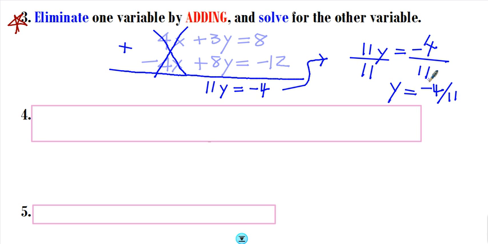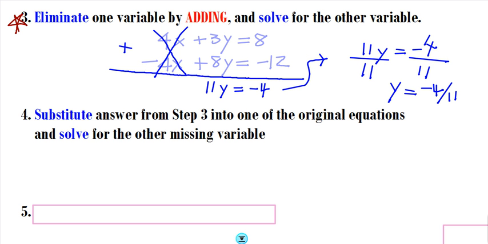I only found y. Then the next step is to substitute the answer from step 3 into one of the original equations and solve for the other missing variable. So what it means is that whatever you found here, and we found y equals negative 4 over 11, you're going to substitute, put that in one of the equations, but it has to be in the way it was before. So it doesn't matter which equation you use.